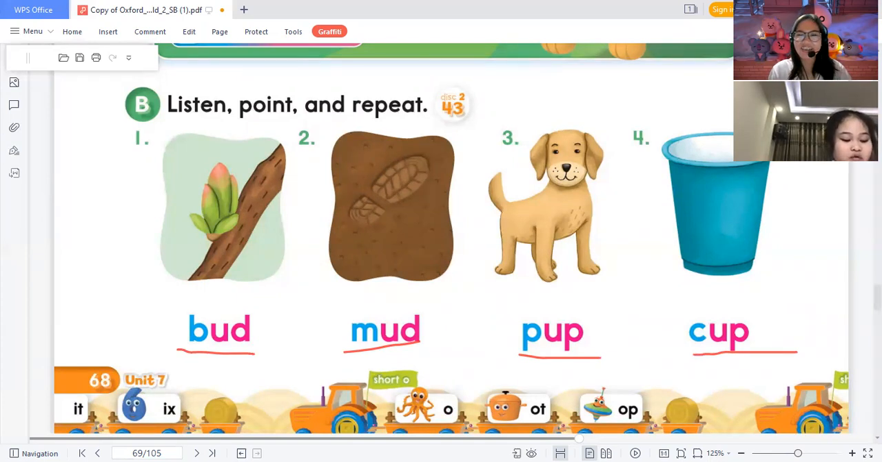That's right. So again, these are the words that have the ud and the up sound. Can you please repeat number one? Bud. That's right. Two. Mud. Three. Pup. Very good. And four? Cup. Good job. No, that one is a glass. A cup is plastic. Yes, it's made of plastic.